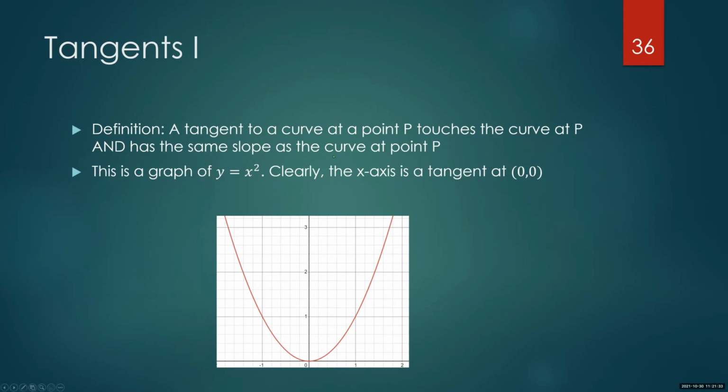So here's a very simple example. This is a graph of y is equal to x squared. And so clearly the x-axis is a tangent at 0, 0. So I think we're all happy with that.